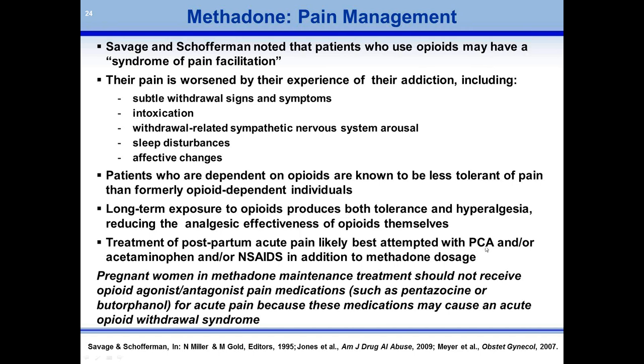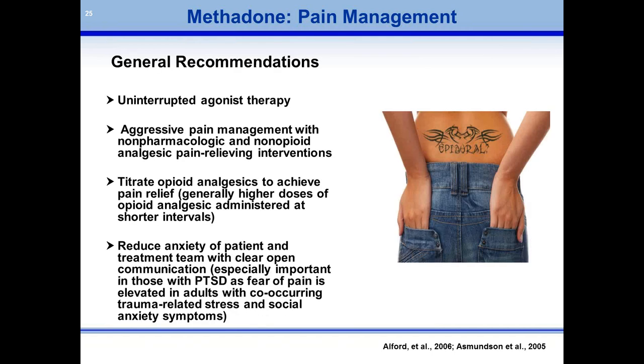There has been some literature looking at using PCA pumps as well as NSAIDs and acetaminophen in addition to the methadone. We didn't discontinue the methadone dosage. We kept their methadone dosage where it was and added more opioid agonists as well as the other non-opioids, and were able to successfully control postpartum pain. I think it's also vitally important, and that's why I put it in italics here, that we avoid partial agonist-antagonists, like Nubain. I know those types of medications are often used in obstetrical practices, but they can throw an opioid-maintained woman into withdrawal, and we want to avoid that.